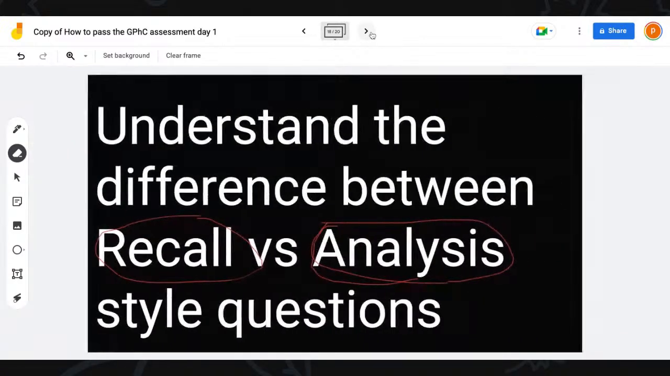So the key, as we spoke about, in order for you to pass the exam, you need to understand the difference between recall versus analysis style questions. So the next part of the training is to show you which questions are recall questions so that you can identify them, and then also show you which ones are analysis questions. And then we're going to show you strategies to answer all of those questions.